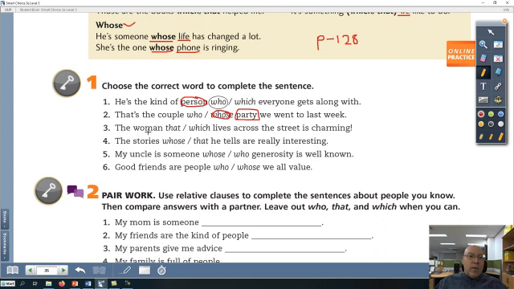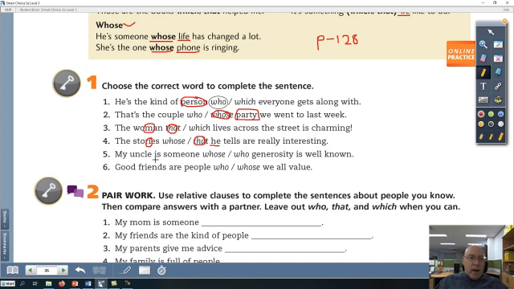Number 3. The woman, we can already see that that is a person. The woman that lives across the street is charming. Number 4. The stories whose or that he tells are really interesting. What are we referencing here? We're referencing stories in this situation. There's no possession, so we're going to use that. The stories that he tells are really interesting.